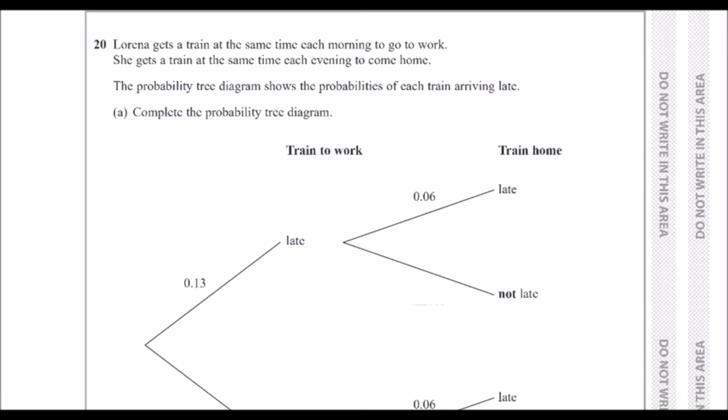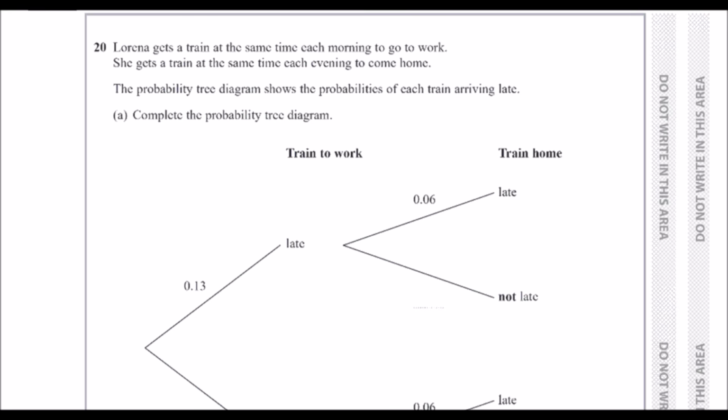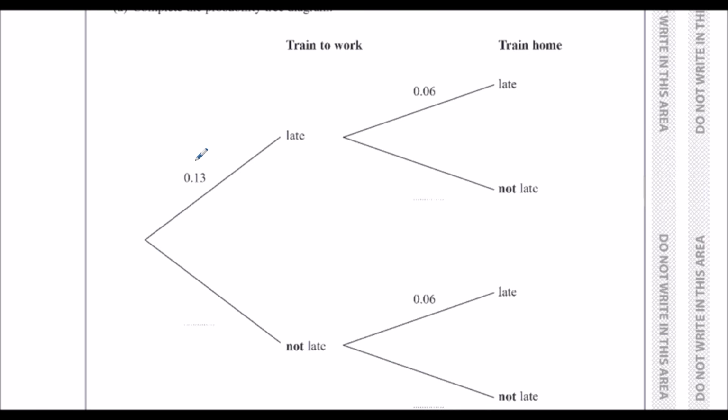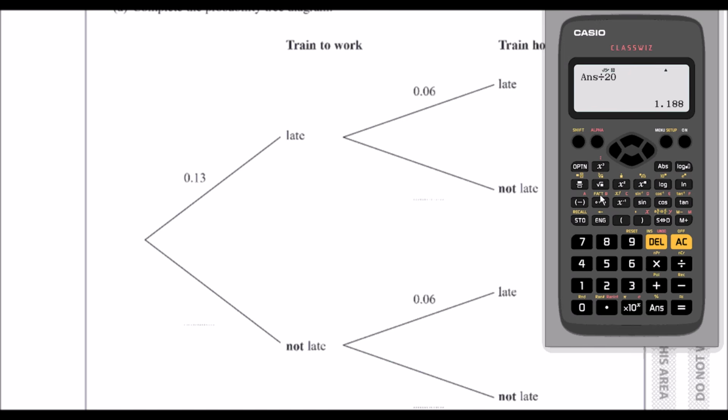Question 20. Lorena gets a train at the same time each morning to go to work. She gets a train at the same time each evening to come home. The probability tree diagram shows the probabilities of each train arriving late. Complete the probability tree diagram. So the probability of late and not late have to add up to 1.